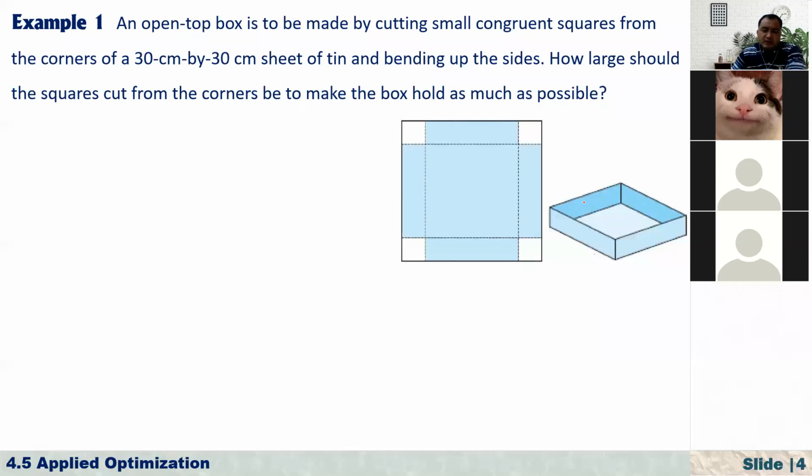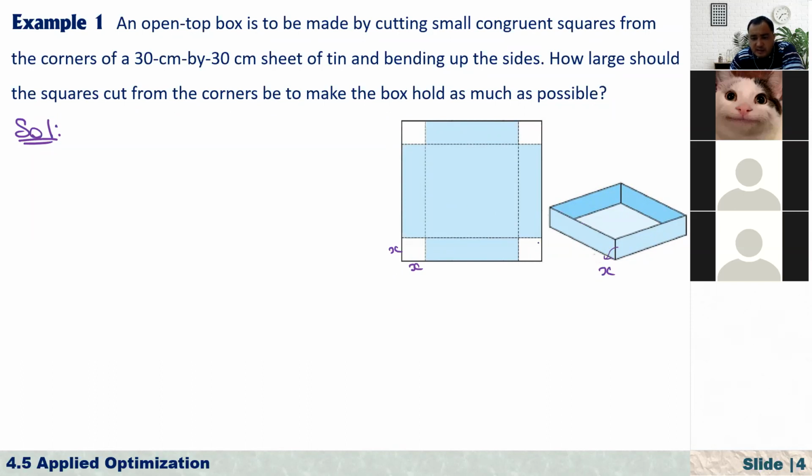So after drawing this picture, even if this picture is not given, we need to draw it, the sheet of tin, and after that label its size. Since the question is how large should the squares cut from the corners be to make the box hold as much as possible, we don't know the length of the square. Suppose that the side length of the square is x, and also that's x, right? So if you just fold this, the height of this container will be x.